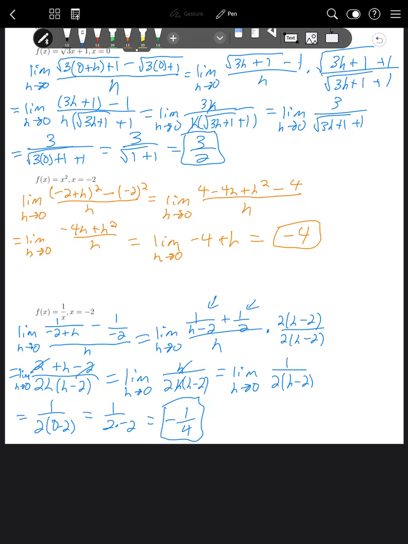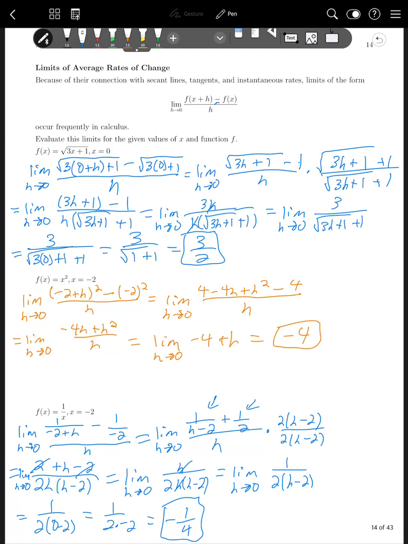Okay. So that's the idea. This is one of the applications that we're going to use more and more, especially when we get to chapter 3, and we'll give a formal name to it. But that's the limit of the average rate of change. So that's how you find tangent lines. That's how you find instantaneous rates.